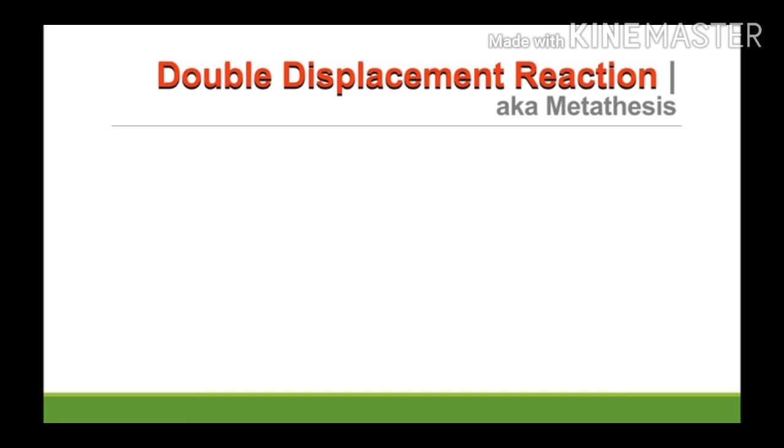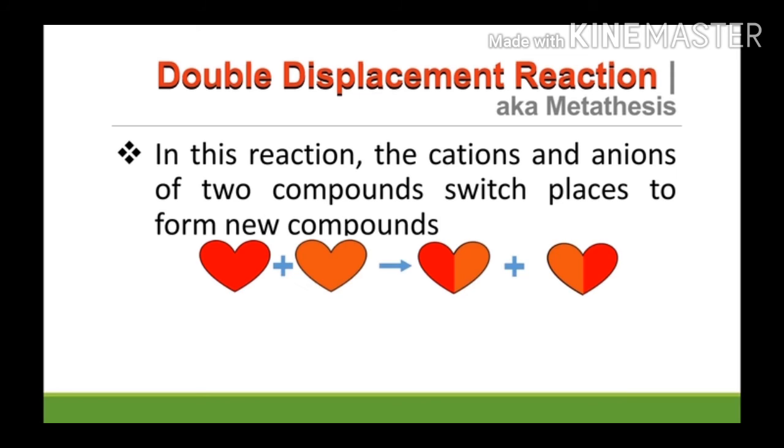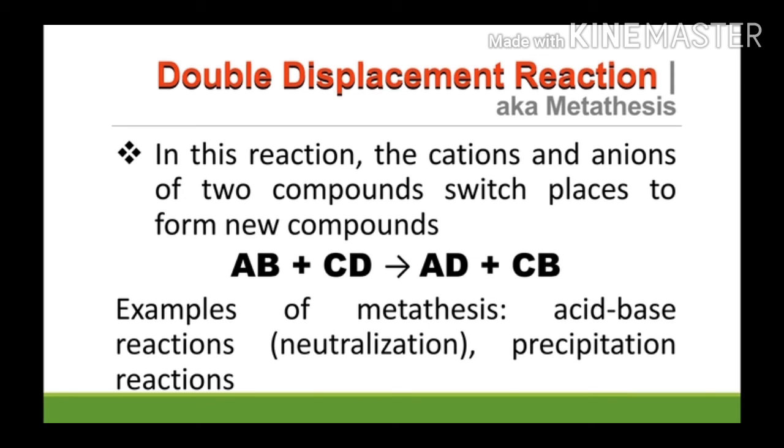metathesis. Double displacement reaction involves the switching of cations and anions to form new compounds. We can represent this as compound AB reacts with compound CD to form compound AD and compound CB. Examples of metathesis reaction are acid-base reactions, or neutralization reactions, and precipitation reaction.